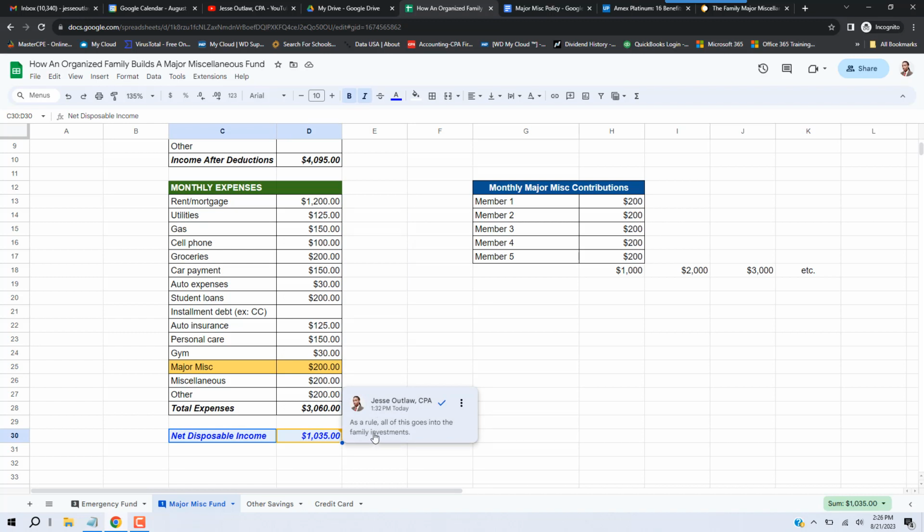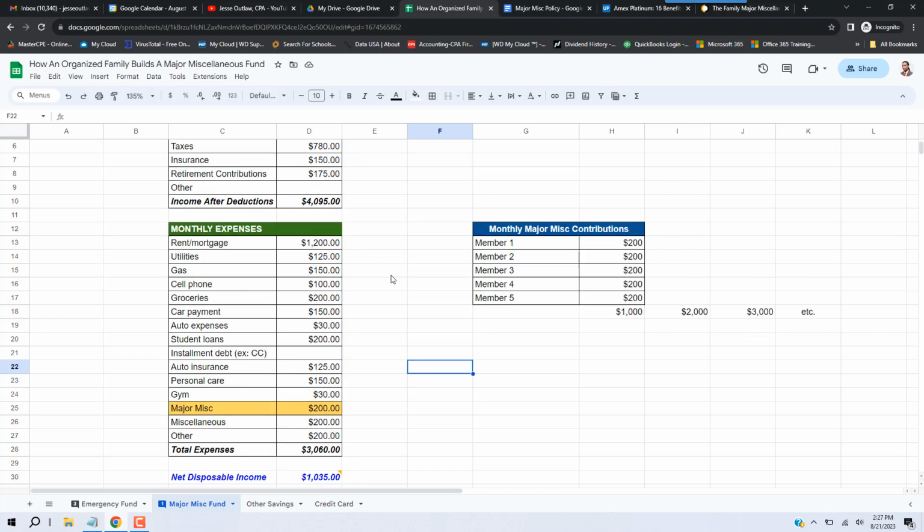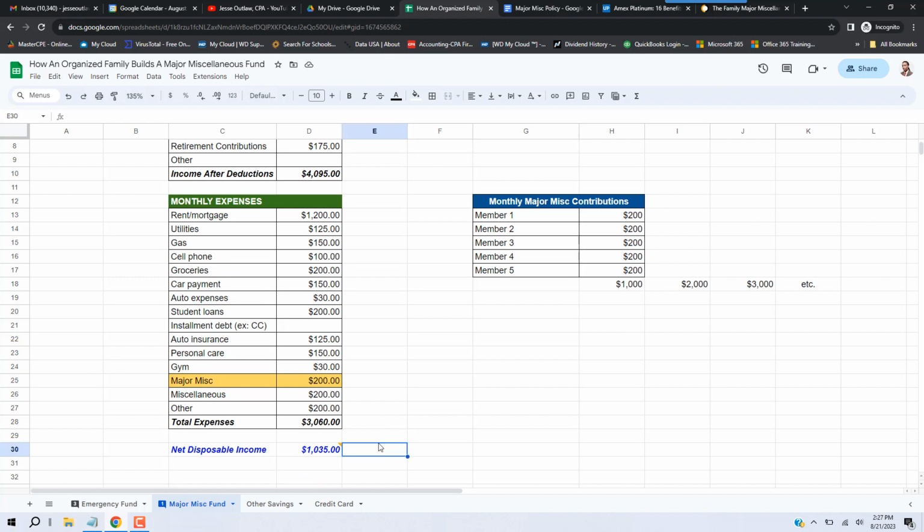Like I said here, as a rule, all of this goes into family investments. So in our family, there are no excuses to be made. Everybody will contribute to the investments. We will build wealth, and this is one of the ways that we do it. So that is mandatory. Whatever money is left over goes to the family investments, and then we come together as a family and decide what we want to invest in.